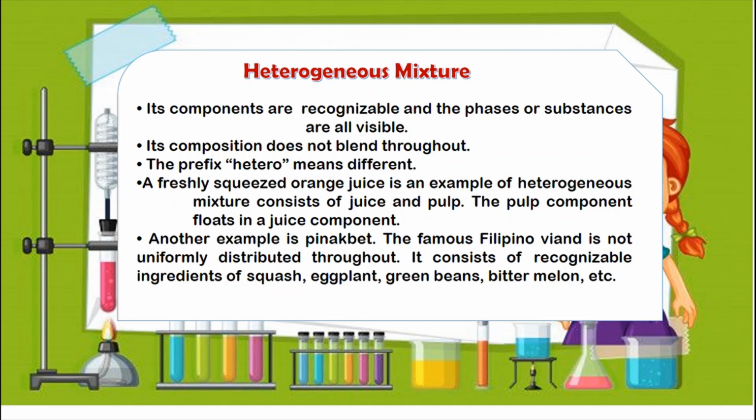Another example is pinakbet. It's very familiar, right? The famous Filipino viand is not uniformly distributed throughout. It consists of recognizable ingredients. When mother cooks pinakbet, the ingredients are squash, eggplant, green beans, and bitter melon, and others. So when you mix them, you can still clearly see where the squash, eggplant, bitter melon, and string beans are. You can still see the ingredients that were put in. So what kind of mixture is it? That is called a heterogeneous mixture.